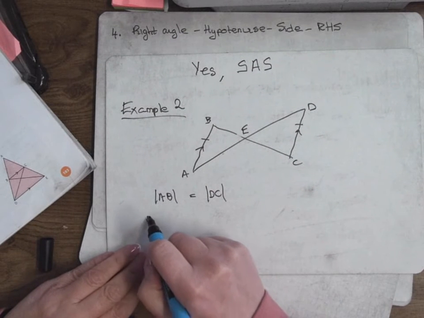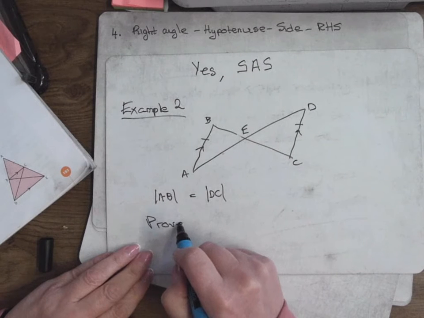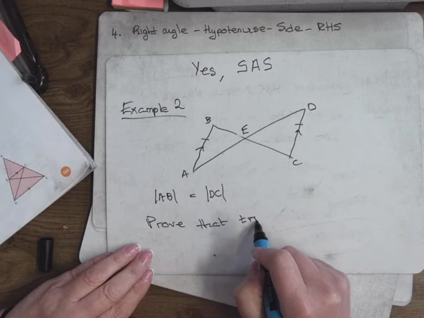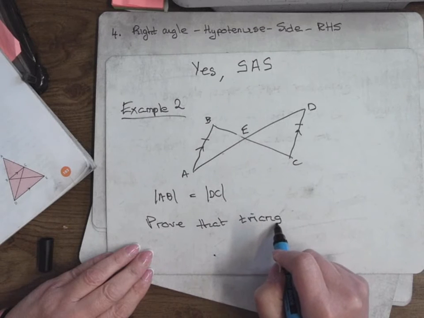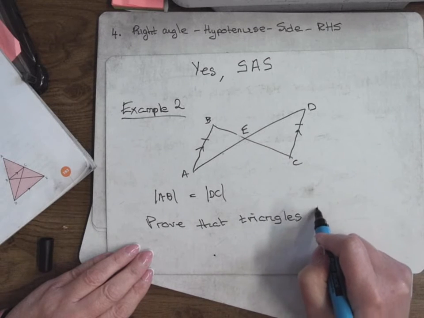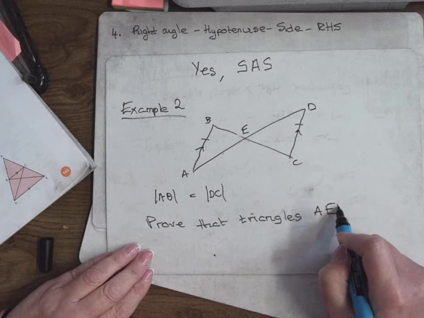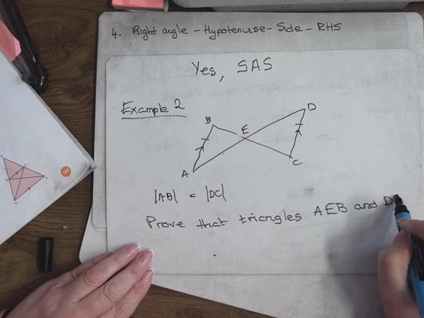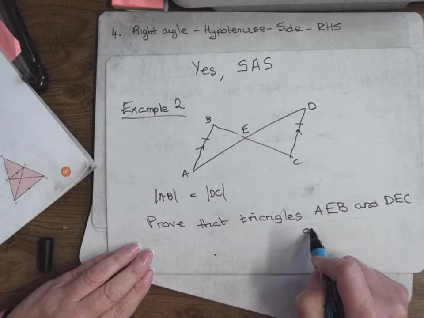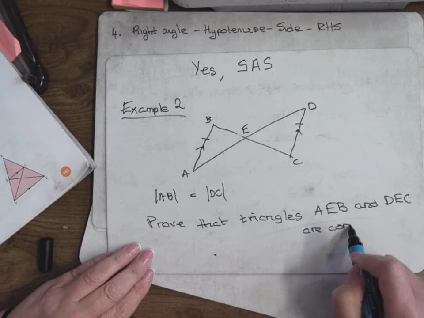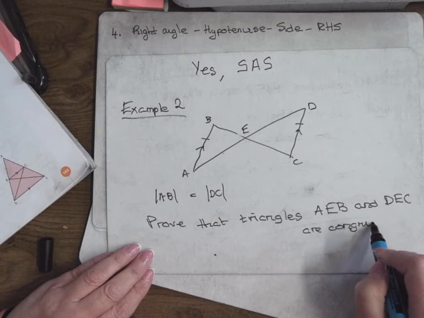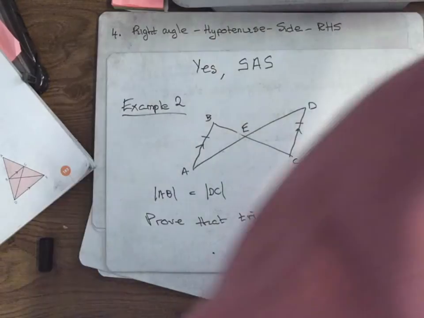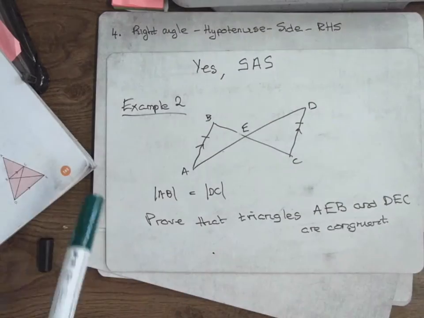And the question is, prove that triangles AEB and triangle DEC are congruent, okay?